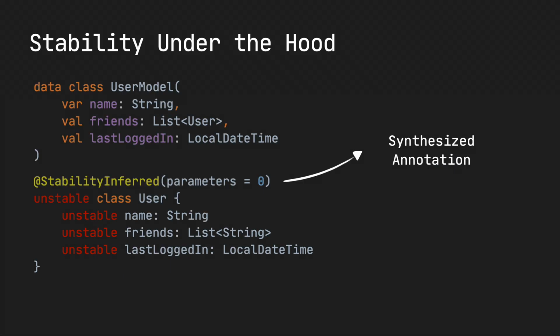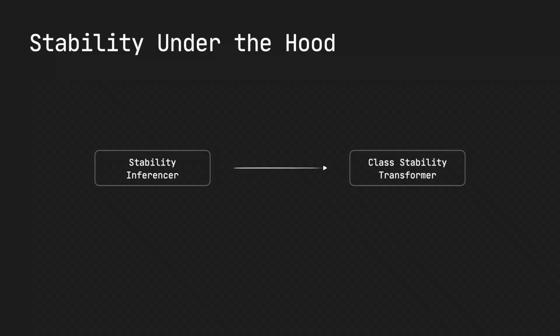Ultimately, what this transformer does is that it synthesizes this annotation on a particular type. And the parameters, the argument of this annotation, tells you how many parameters it was able to infer stability for. In this case, 0, because they're all unstable. So the stability inferencer is provided through the constructor to the transformer.